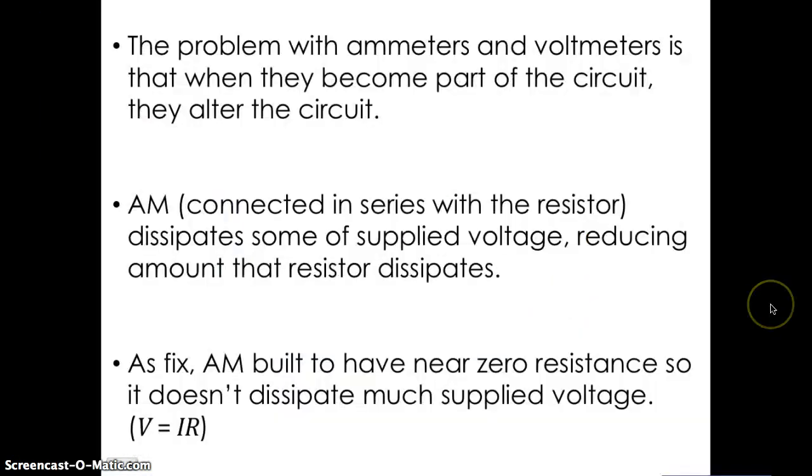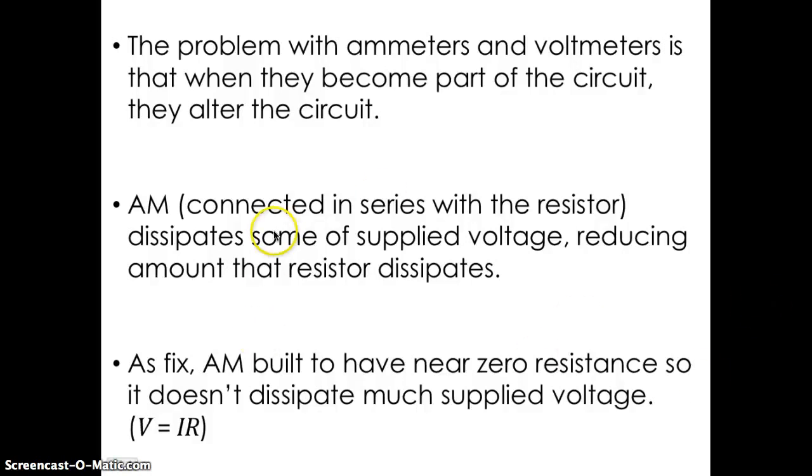So the problem with ammeters and voltmeters is that whenever we connect them to part of a circuit, it's like we've added in another resistor, and that changes the circuit. So the readings that you get won't necessarily be accurate of the true current through the resistor or the true voltage, because we've altered the circuit.